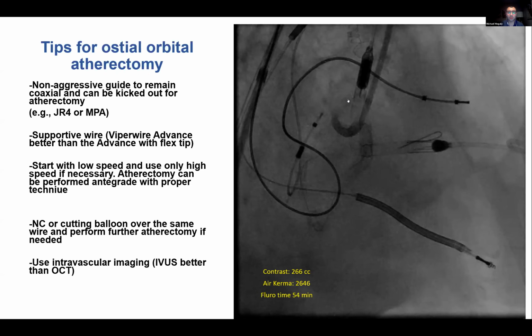If laser didn't work, we always have the option of going subintimal and trying to crush it, or subintimal and crossing the other side. But I guess this is very extreme.